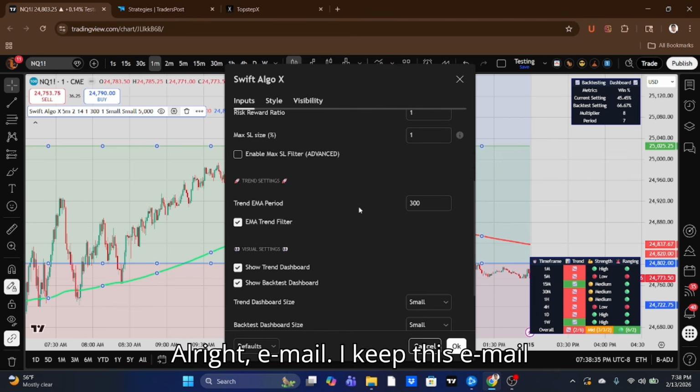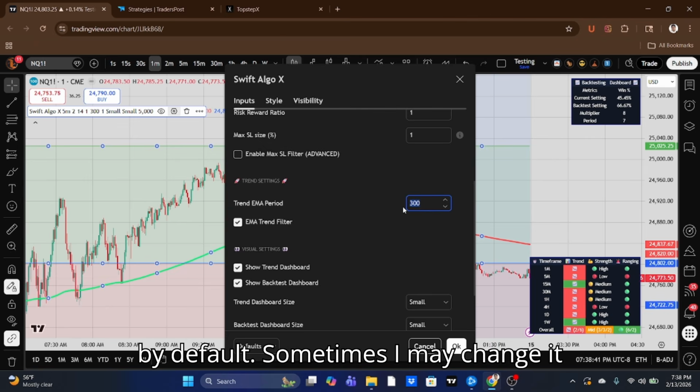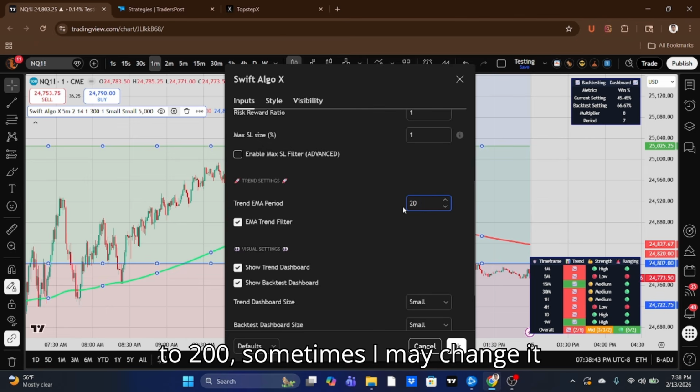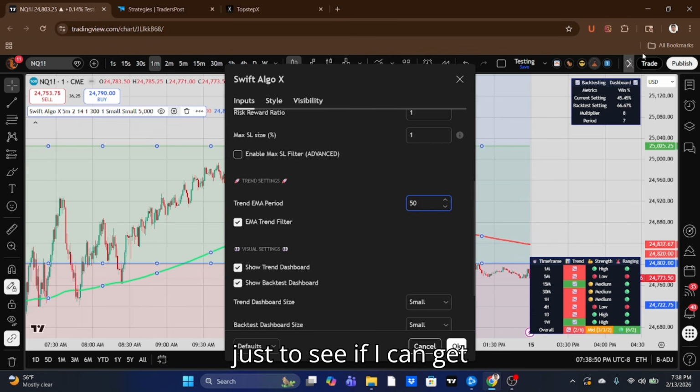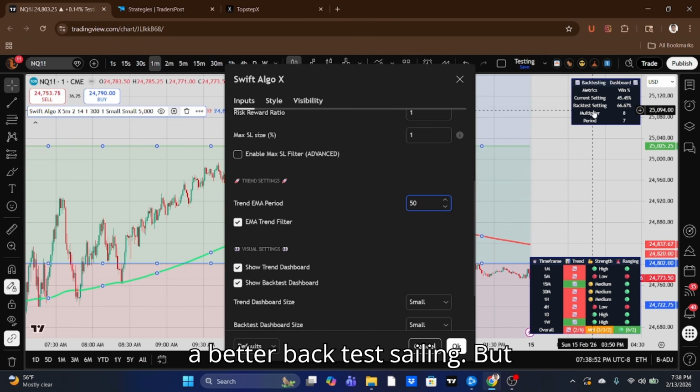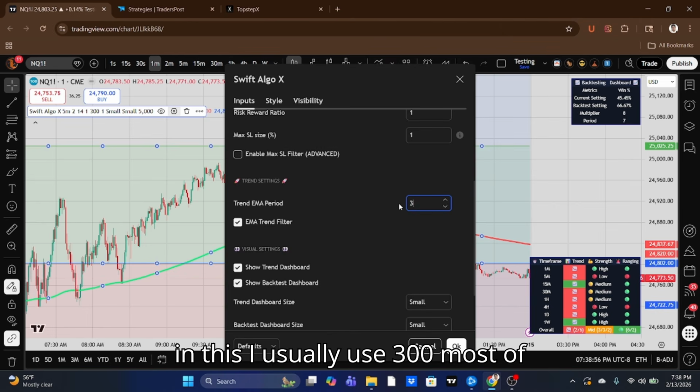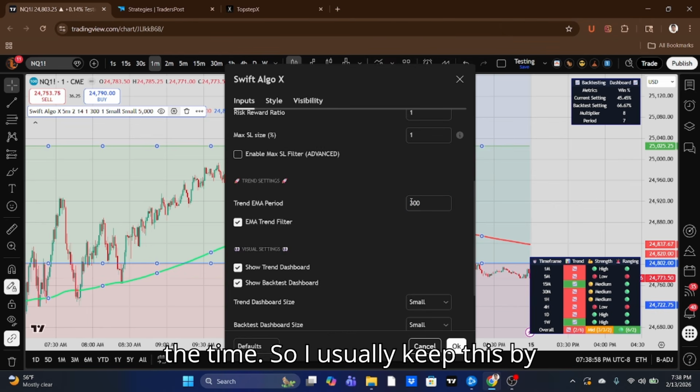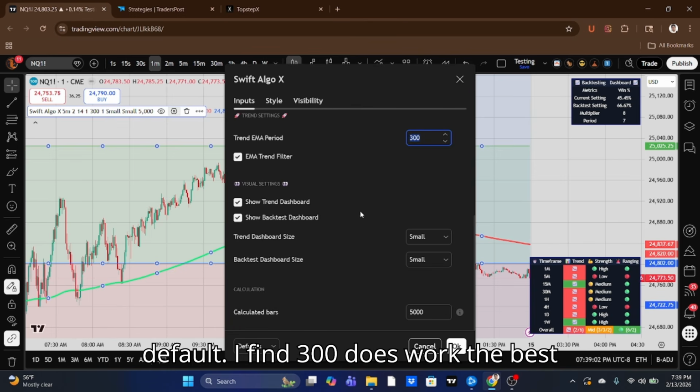All right, EMA. I keep this EMA filter on by default. I keep 300 by default. Sometimes I may change it to 200, sometimes to 150 or 100, sometimes even 50, just to see if I can get a better backtest setting. But I usually use 300 most of the time. I usually keep this by default. I find 300 does work the best for me.